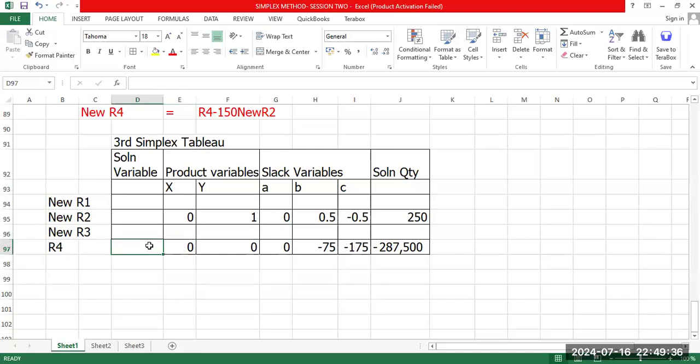So, someone tell me what is the value here? As another person is working on new row 1, another person can be working on new row 3.